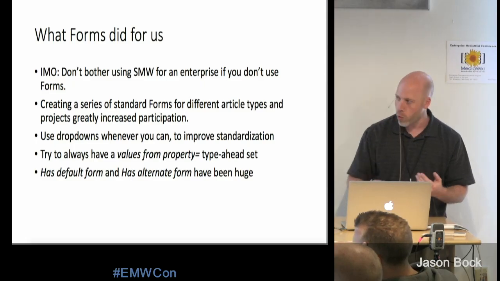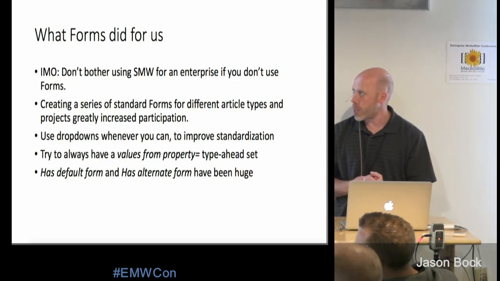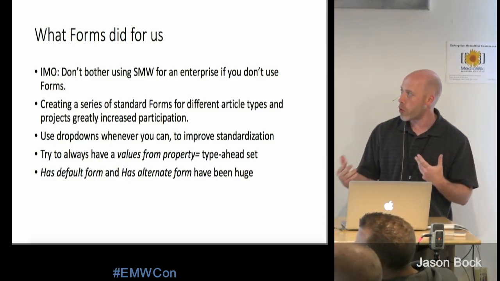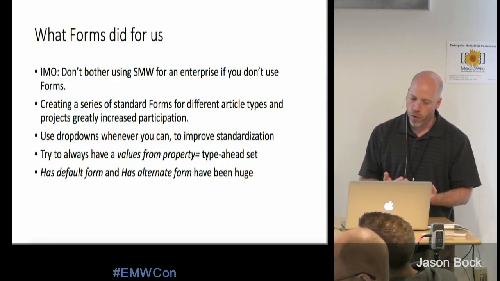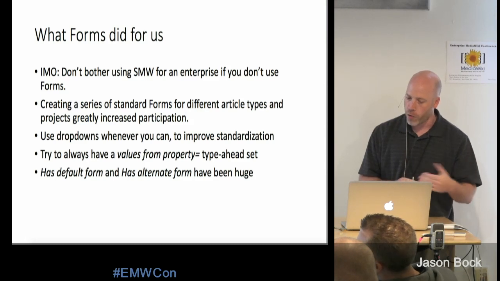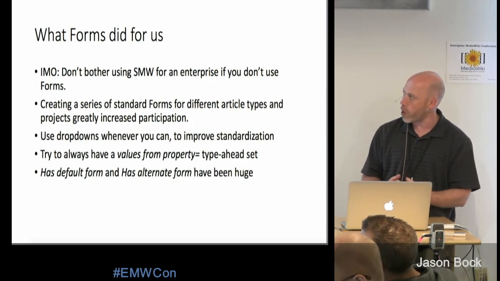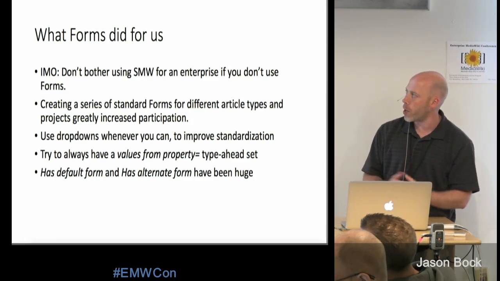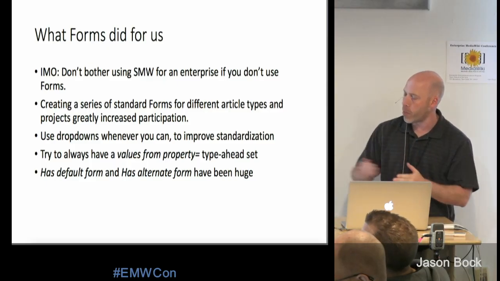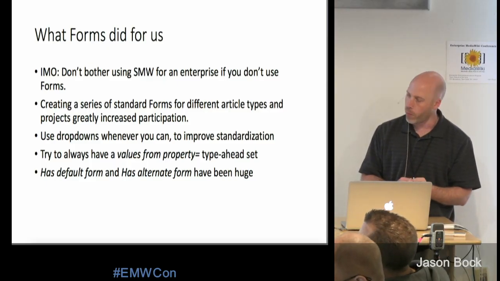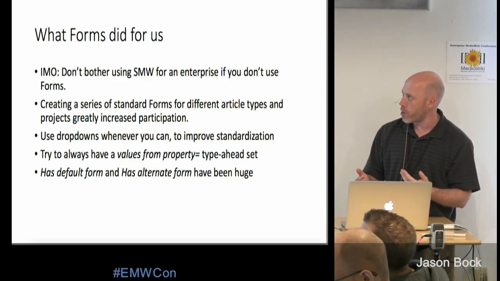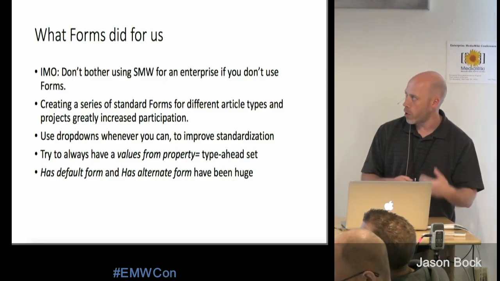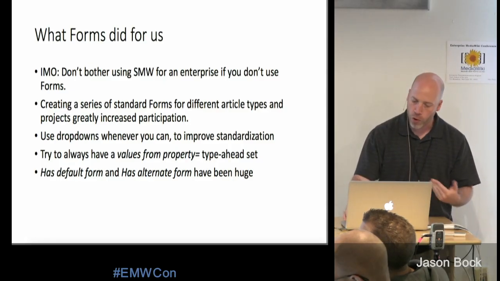Forms work so well, I think, in my opinion, especially on a wiki of this scale with this many people, if you don't have forms, it's not going to work very well for you. You need standard forms for your different article types. That really helped us out a lot, and coming up on the next slide, you can see the top level article types we have. The drop-downs really help for the standardization, and I always include some kind of values from property type-ahead to try to get people to select the same data value over and over and over again.